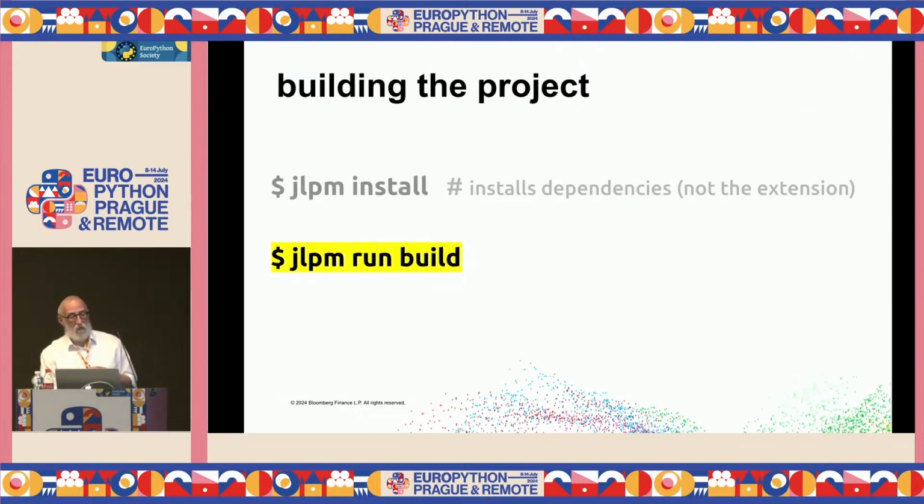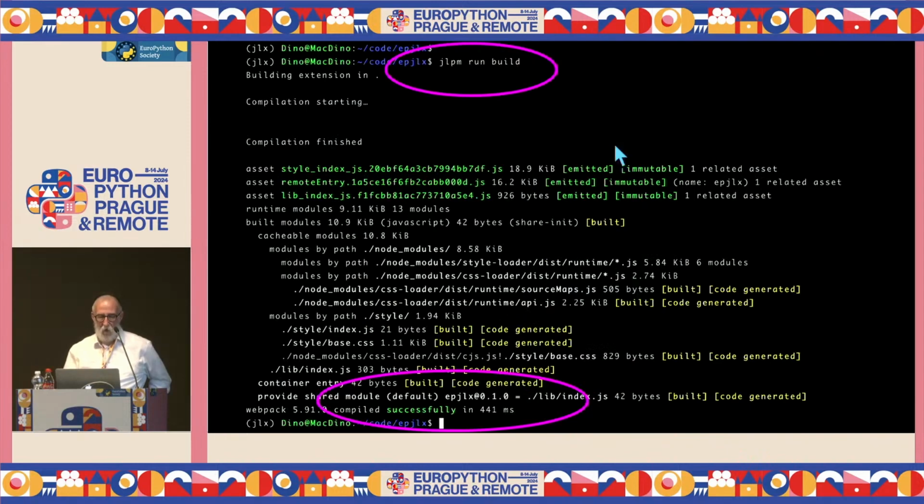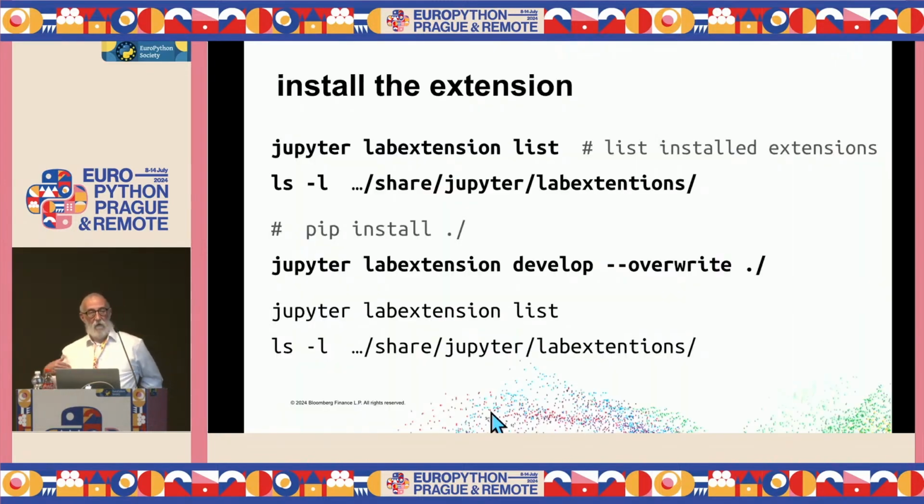So now we have our dependencies installed. We can run jlpm run build. Again, this is the script that we saw in the JSON file. So if you run the build, you get some messages about the assets being created, and in the end, you should see a message saying it compiled successfully. Mine took about a half a second. Now we have a built extension.